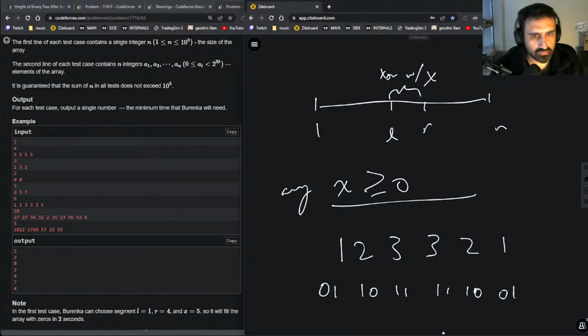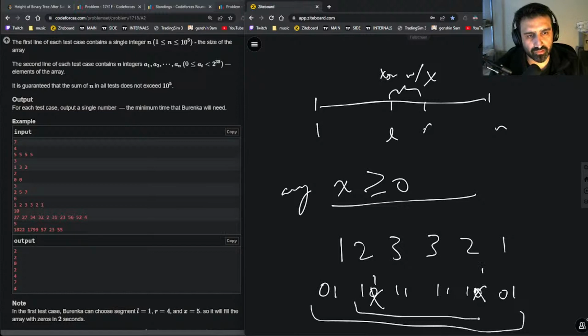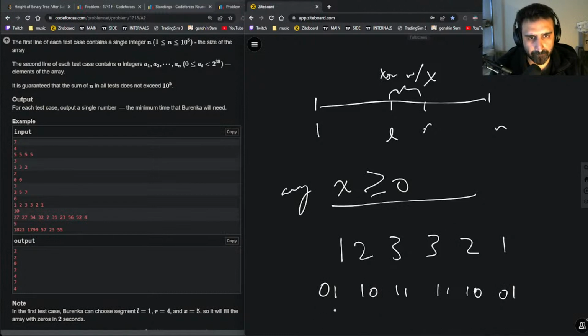So you could do this whole thing. This becomes 1, this becomes 1, and then you can do this whole thing. Oh, no. That's not quite correct. You do this, then you do this. With 3, and then 1, 1.